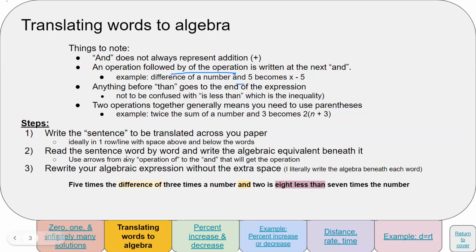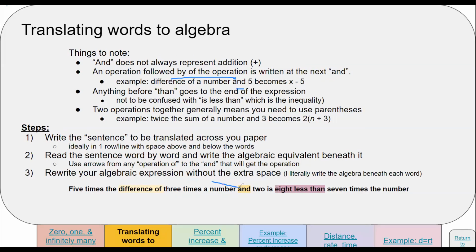So our example is going to be 5 times the difference of 3 times a number, and 2 is 8 less than 7 times the number. Now, I've highlighted the keywords that I'm thinking about. So I have a difference of, that is going to be meaning the next and gets my minus sign. This and is going to be a minus. I can either put it above or below. I will have it typed up. The 8 less than, that means it goes at the end, and it will be a minus 8. Okay, so those are keywords that cause problems on things.